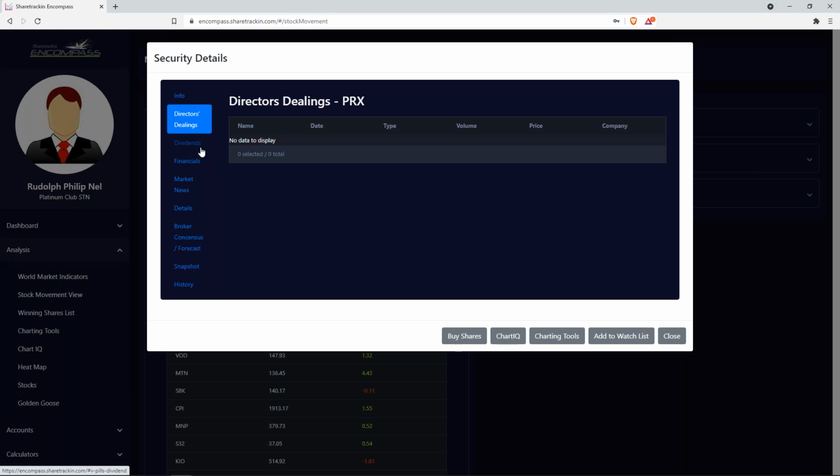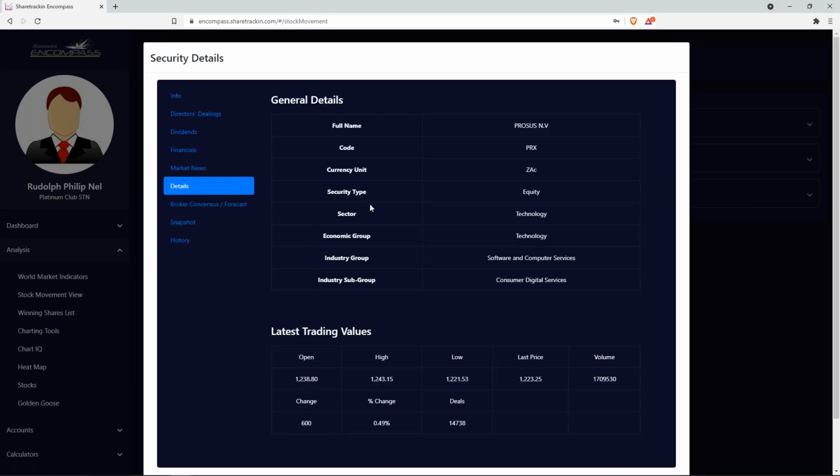You get your dividends, what shares paid out, or if the share paid out dividends, it will show you the dividends for the company, the last 3 years financial statements, the market news on the company, the details, which will show you today's details right at the bottom with the latest trading values: the opening, the highest price, the lowest price, the last price, the volume, and then your change for the day with percentage change. Now, the change for the day will obviously be in cents. It's not going to be rand value, and then the amount of deals that's been made.